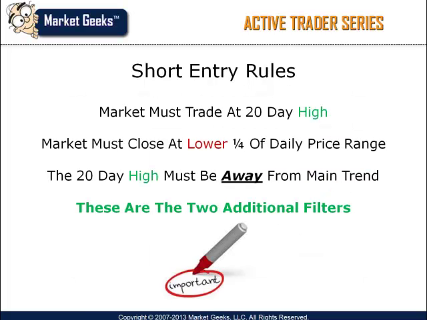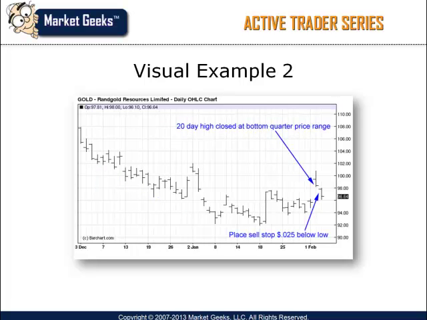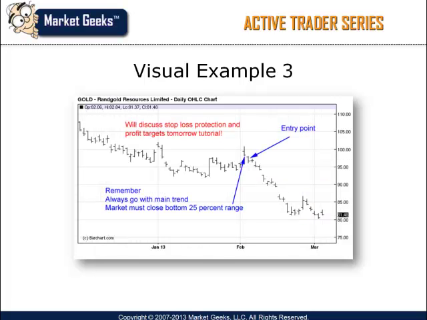Here are the rules for the short entry. The stock or any other market you trade must make a 20-day high. In addition, the market must close at the lower quarter of the daily range. You also want to make sure the 20-day high is against the main trend, meaning you only want to trade this in the direction of the main trend. Here's a visual so you can get a good feel for this method. In this example, you can see exactly where the sell stop goes. Remember, the market must close against the direction of the breakout and close at the bottom 25% of the daily range that day. These examples should give you a good idea of the 20-day fade strategy.